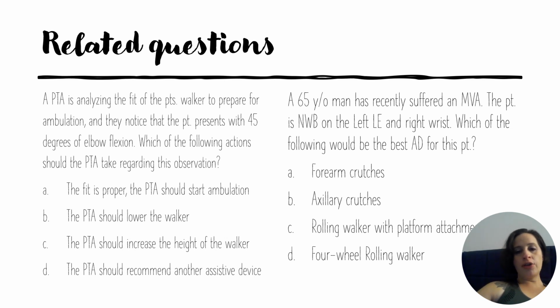Okay. Other question about the 65-year-old man. He just had a motor vehicle accident. He's non-weight bearing on the left leg or the lower extremity and on the right wrist. So he has non-weight bearing in both places. Right wrist, left leg. Which of the following is the best assistive device for this patient? You got forearm crutches, auxiliary crutches, rolling walker with the platform attachment, or the four-wheel rolling walker. Okay, so the correct answer here is C. Okay.